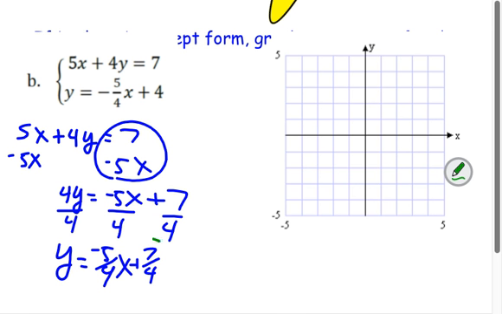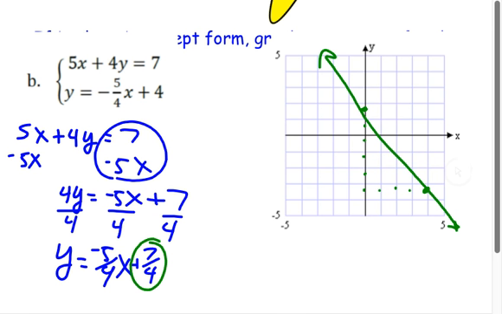So my y-intercept, first of all, 1 3/4 or 1.75 is right about here. And then from there, down 5 and over 4 for your slope. 1, 2, 3, 5, and over 1, 2, 3, 4 right there. Let me see if I can draw a nice line in there. Not the best line, but it'll work.